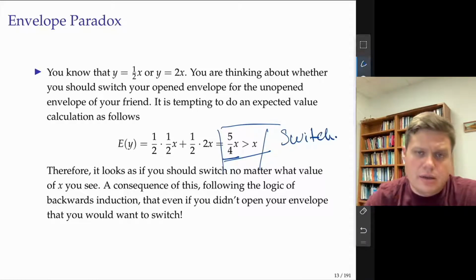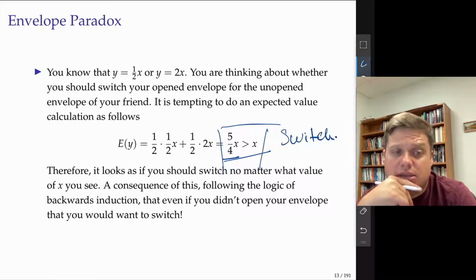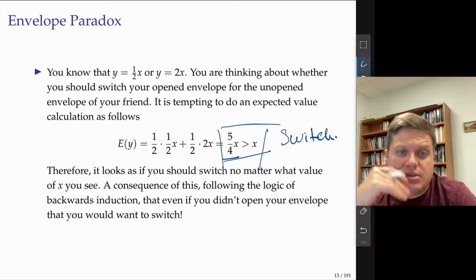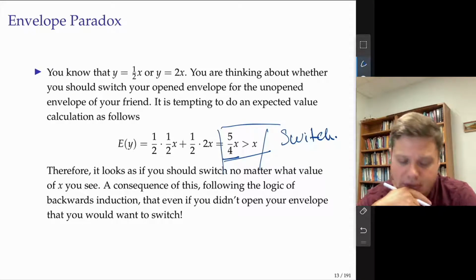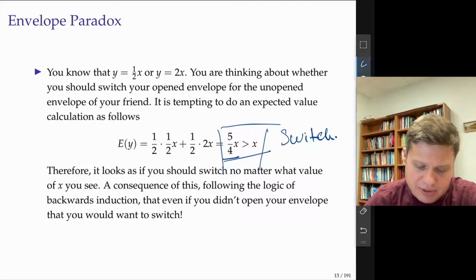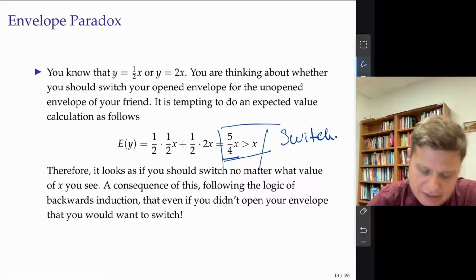So there is more money in your opponent's envelope, which of course doesn't make sense if you just think about this using common sense. And these simple calculations of expectation tell you that you always have to switch. And a consequence of this, following the logic of backwards induction, is that even if you didn't open your envelope, you would want to switch. And of course, it's relatively simple to fix these calculations and think about the problem in a slightly different way.